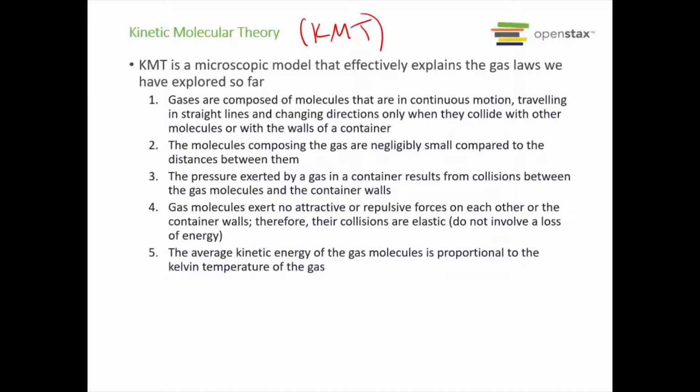So we have 5 main parts of KMT. The first is that gases are composed of molecules that are in continuous motion, traveling in straight lines, and changing direction only when they collide with other molecules or with the walls of a container. So they just go on one straight line until they hit something, and then they bounce off and go in another straight line, and that's how the gases are moving.